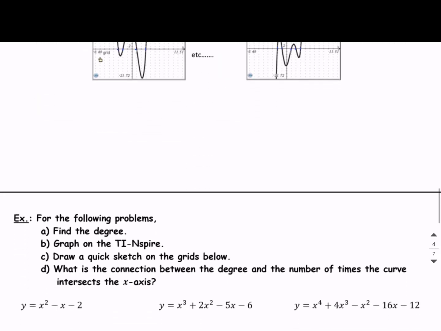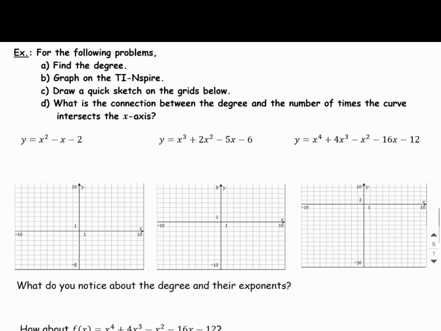So the next thing I want to do is we're going to look at these 3 examples. We're going to find the degree for each of them. We're going to graph them on the Inspire, draw a quick sketch, and then we're going to look for a connection between the degree and the number of times the curve intersects the x-axis. So if we look at the first problem, y equals x squared minus x minus 2, the highest power of x is 2. So this is a second degree polynomial, or a quadratic.